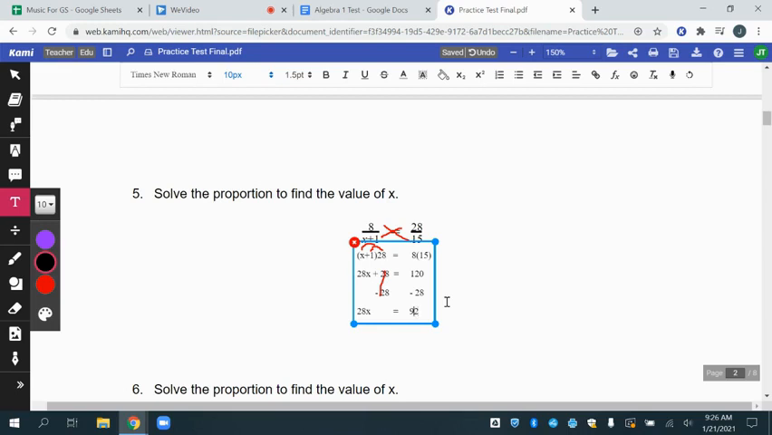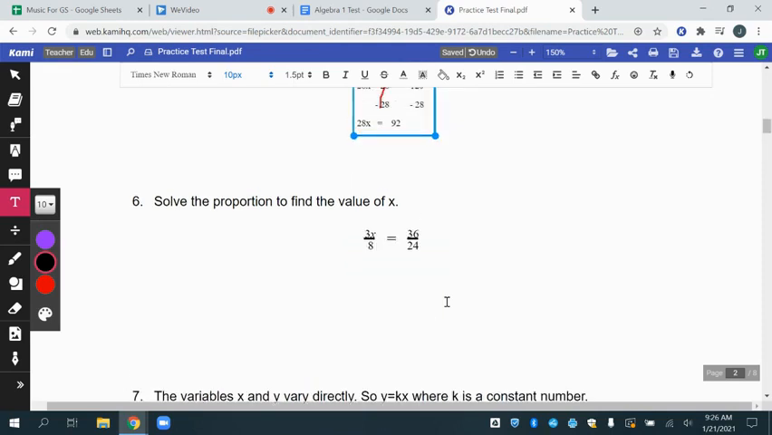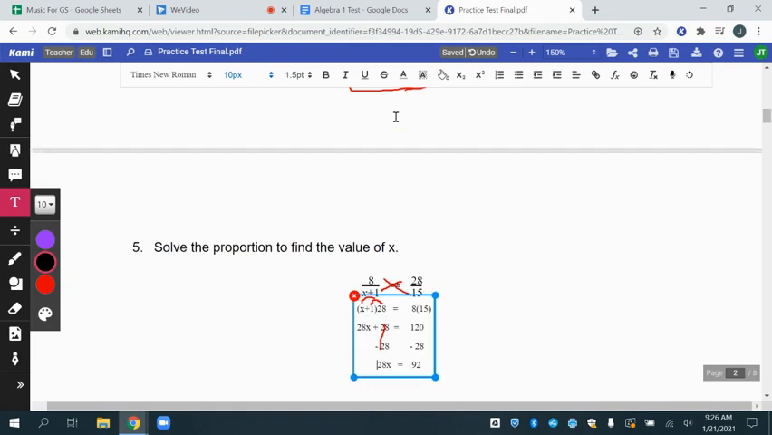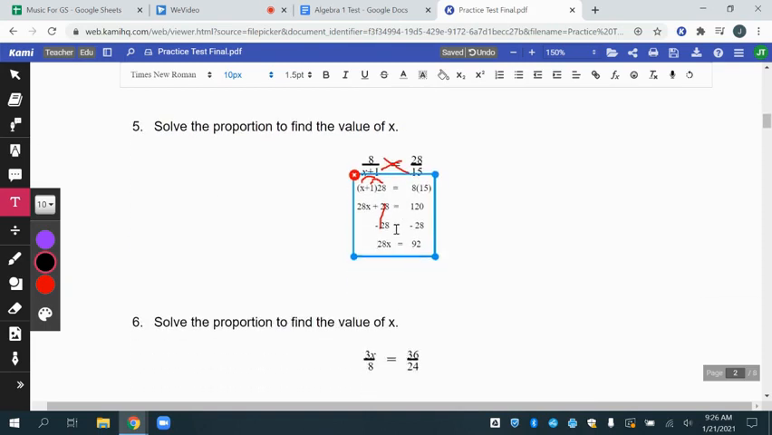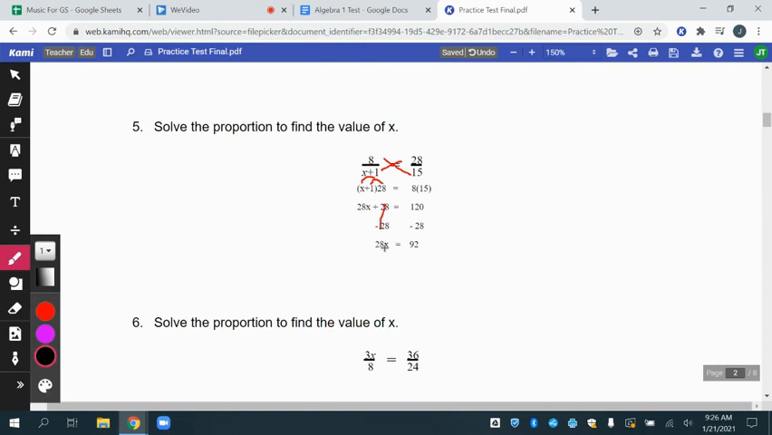Now I have to divide to get rid of the 28. I line up all my equal signs. It makes things easier to read for everyone. That's why we do it. It's easy to make mistakes if you don't.